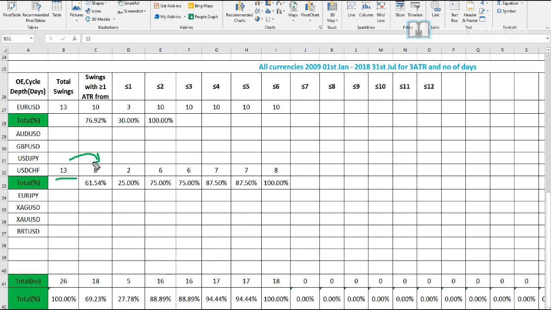Out of that, 8 swings complete more than or equal to 1 ATR, a bit lesser than Euro Dollar, 61% of them do it. Now, out of that 8, how many of them complete 1 ATR within 1 day? Only 2 ultra fast runners. Now, the ones which complete within 2 days, 6 of them, 75% of them. So 6 out of 8, 75%, completed within 2 days. Within 3 days, still the same. Within 4 days, more start to complete, and then finally you get to 100% within 6 days.